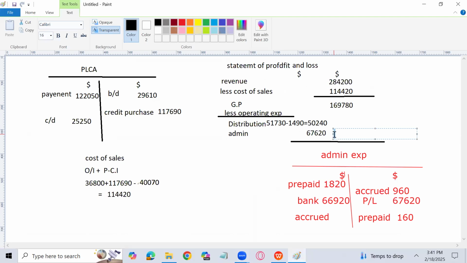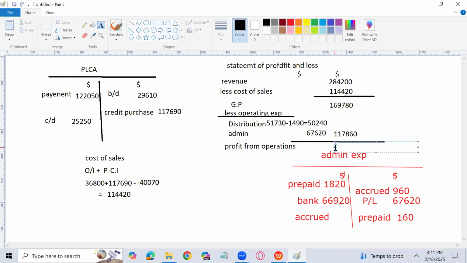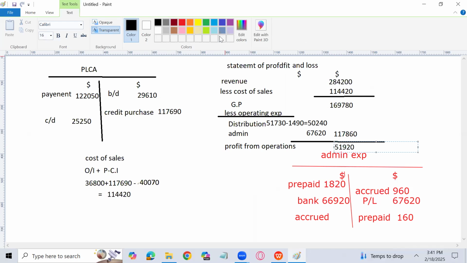You need to calculate that. 117860. So 887860 is going to be the total of the operating expenses. If I subtract operating expenses from gross profit, the answer is known as profit from operations. In a company, we use such a pattern format. We write profit from operation, 51920, which I have calculated for you.